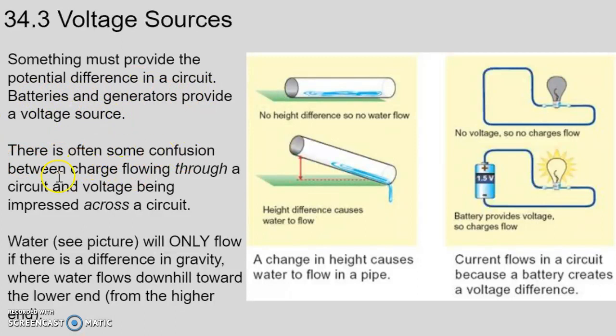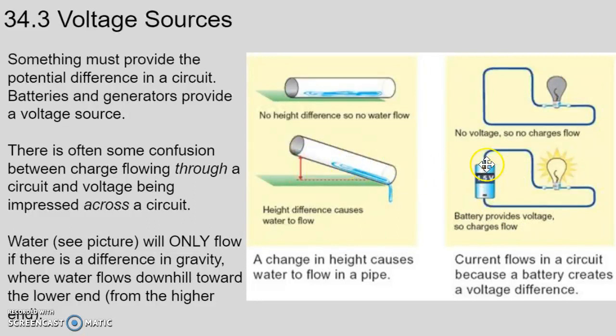So there's often some confusion between charge flowing through a circuit and voltage being impressed across a circuit. So in the water picture, think of it this way. If a tube of water, a cylinder of water, is sideways, there's no height difference, so water doesn't flow. We could say that there's no voltage in the circuit, right? There's no voltage, so no charges flow. But as soon as you tip this up or lift this up, we get a height difference that causes water to flow downhill. So the battery provides that voltage, so charges flow. It's essentially the equivalent in the pictures here.